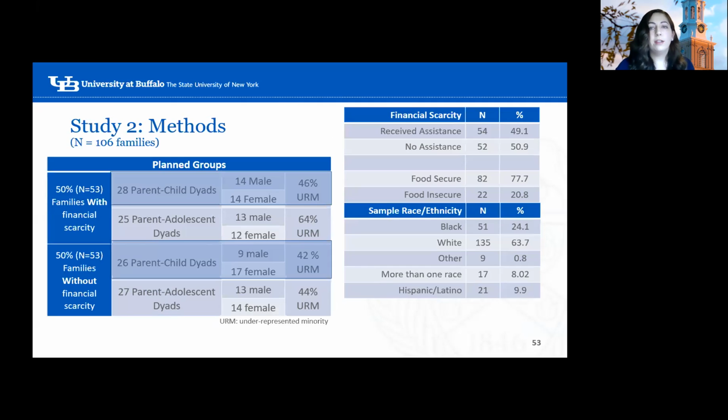This is what our sample looked like. I don't expect anybody to read all of this. I'm just going to highlight a few things for you. Just to be clear, we recruited families, not siblings. So we had adolescents and children along with one parent each from separate families.